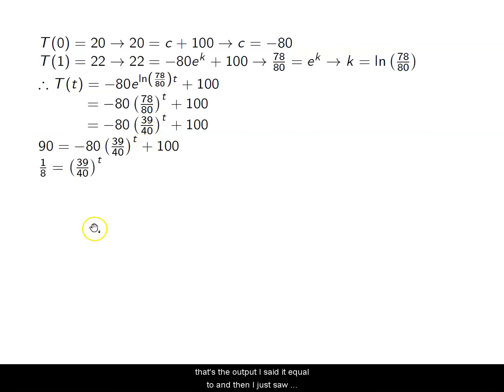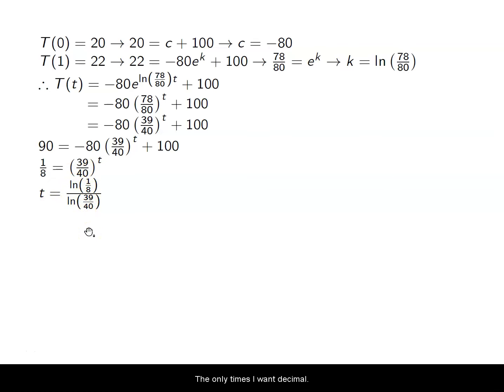Very, very straightforward. Okay, so I subtract by 100, so I get negative 10, divide by a negative 80, gives it positive, makes it 1 over 8. And then now I can solve this by just taking natural log of both sides, okay, and then solving for T. And so this is the exact form of the equation.